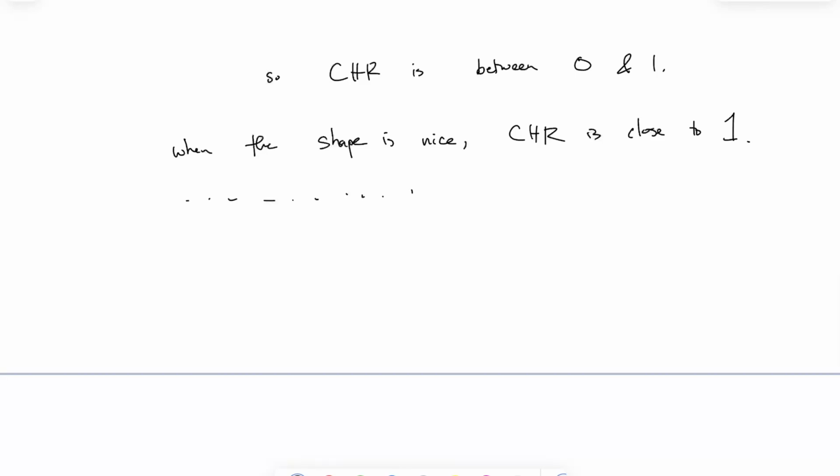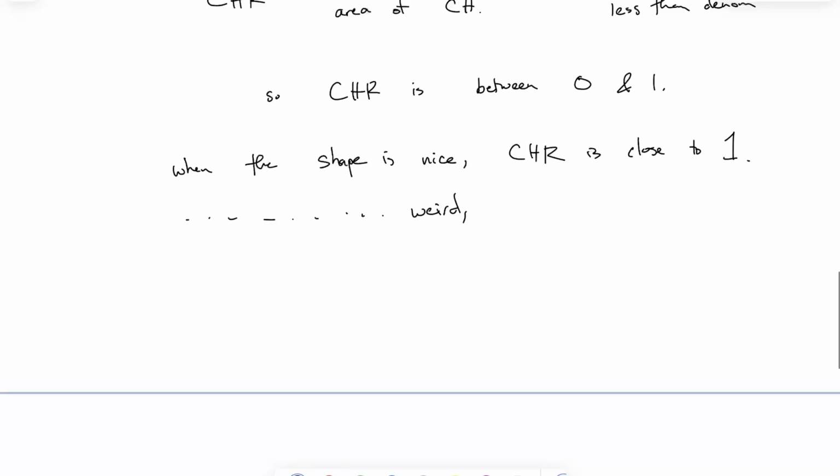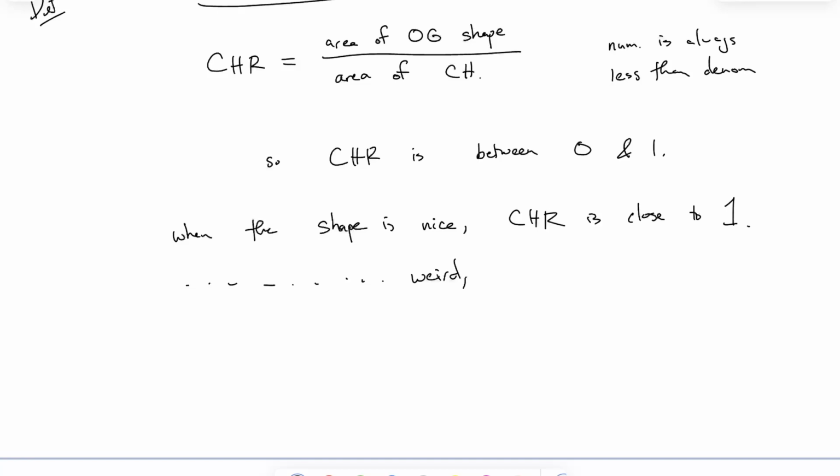So when the shape is weird, that is, the area of the convex hull is much bigger than the area of the original shape. That means you're talking about a fraction where the denominator is much bigger. And so when the shape is weird, the convex hull ratio is close to 0. All right, this would be a fraction in which the denominator is much bigger than the numerator. And so this is a single number that you can use to measure how weird the shape is. You measure those areas, and if your answer is close to 1, it means you have a pretty nice shape.